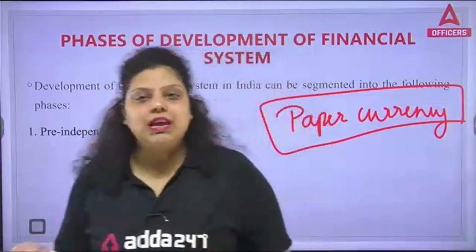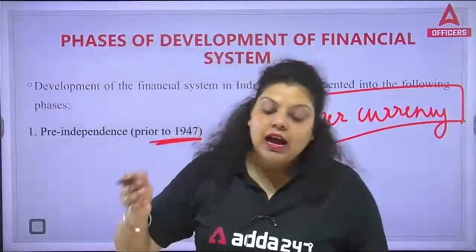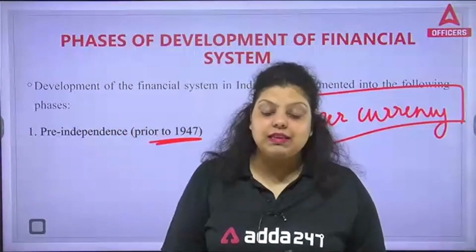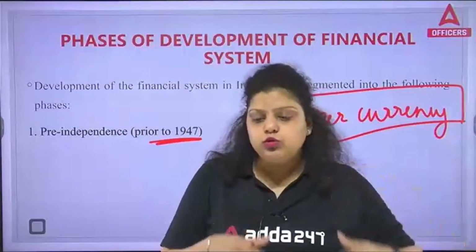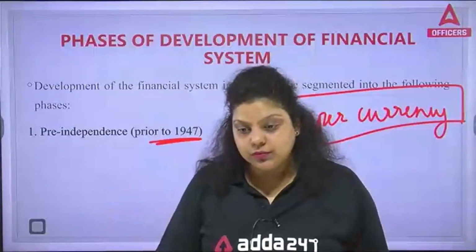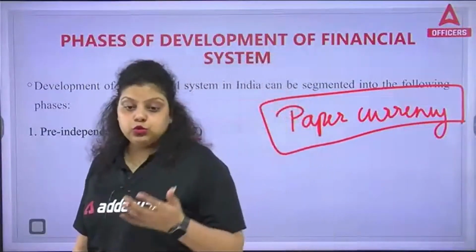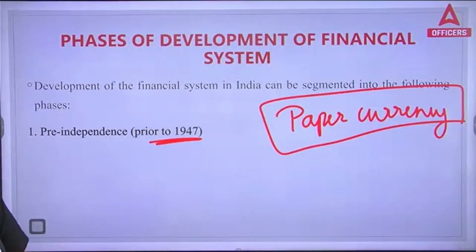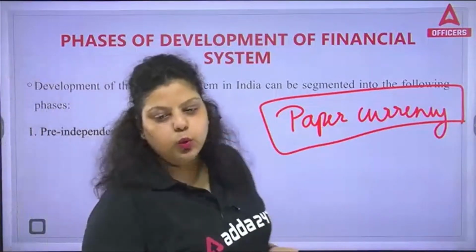Because RBI was established in 1935, right? And from 1935, RBI started printing the currency. That was the paper currency. But before that, did we have a paper currency or not? We used to have paper currency before that or not? Let me know. Okay, maximum are saying no.